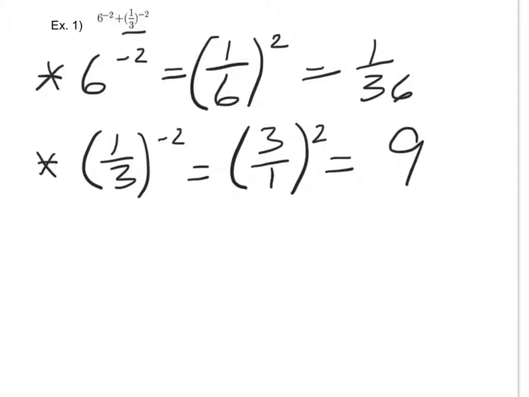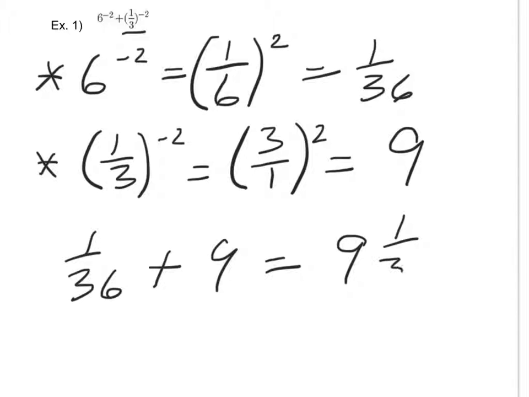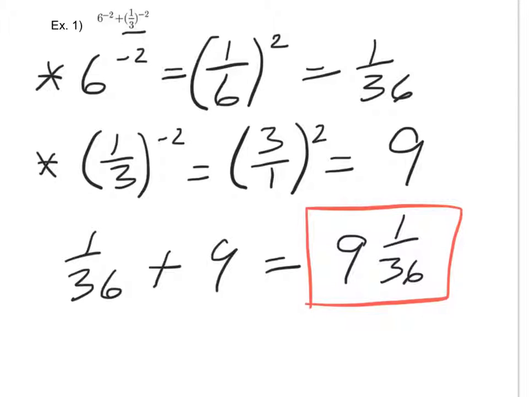9. And now what do you have to do? You have to add them. So it's 1/36 plus 9, which can be written as 9 and 1/36. Okay, and that's the answer. It's pretty easy. Once you know how these things work, they're not so difficult.